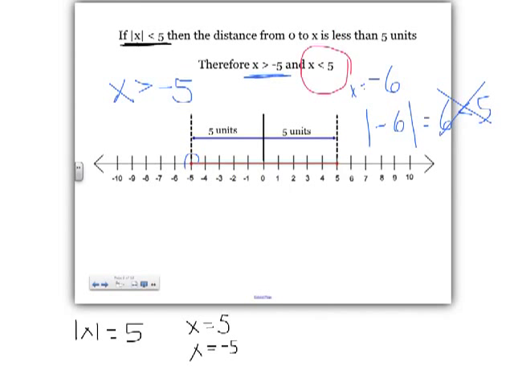So x has to fall between these 2 points without touching those 2 points in order to satisfy this inequality. Because every number that lies between 5 and negative 5, not including 5 and negative 5, is a solution to our inequality. Because any number between 5 and negative 5 plugged into x will give you a value less than 5.